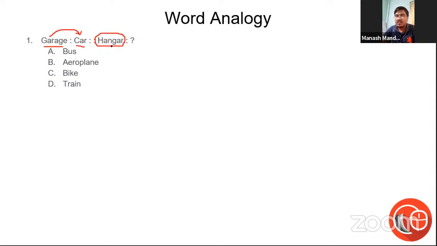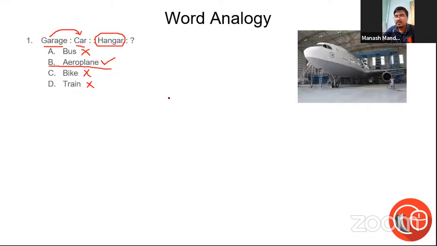If you do not know what a hangar is, then let us use elimination here. A bus is parked in a bus depot, no. Bike, no, that is a bike stand. Train station, no. So the only thing left is aeroplane. Even if you do not know what a hangar is, use elimination to find the answer, that is B. This is a hangar, for those of you who do not know.